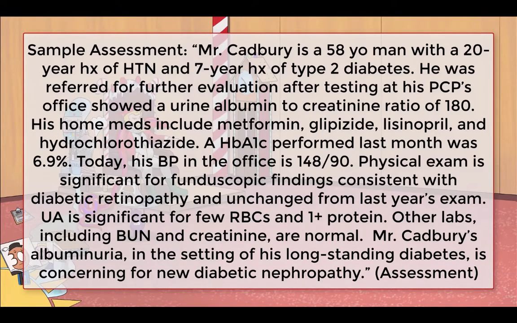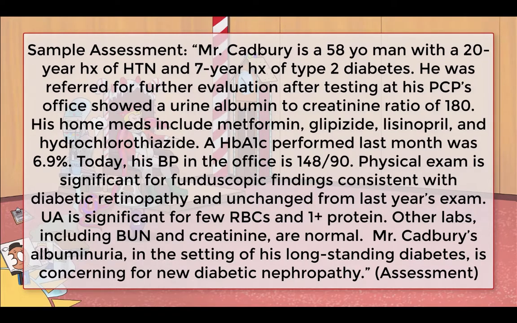Mr. Cadbury is a 58-year-old man with a 20-year history of hypertension and a 7-year history of type 2 diabetes. He was referred for further evaluation after testing at his PCP's office showed a urine albumin to creatinine ratio of 180. His home meds include metformin, glipizide, lisinopril, and hydrochlorothiazide. A hemoglobin A1C performed last month was 6.9%.